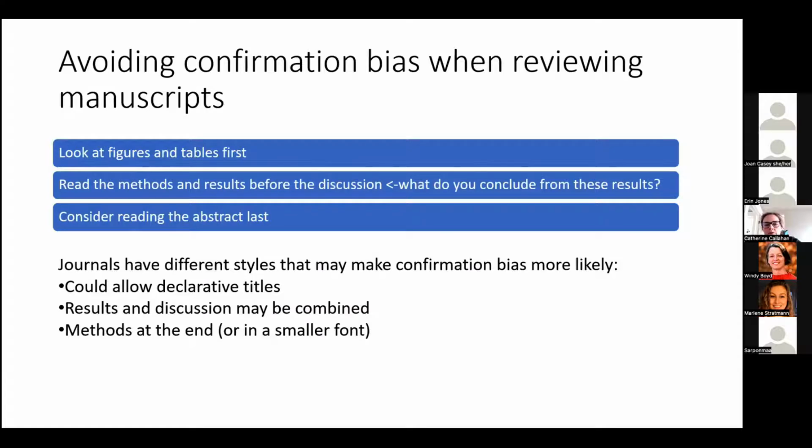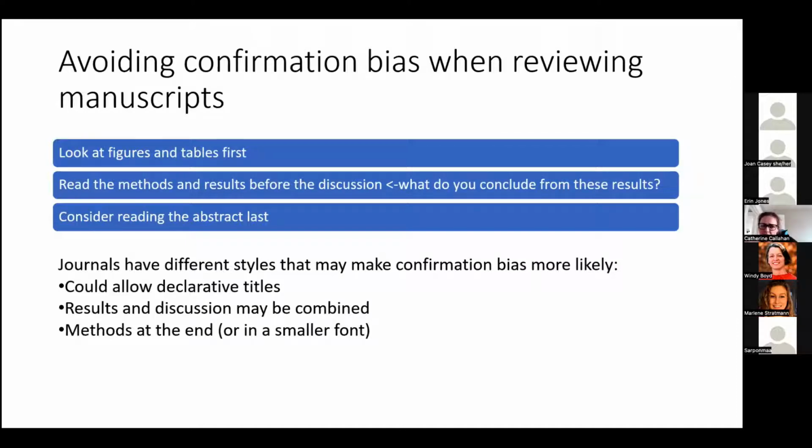So in order to avoid confirmation bias when reviewing manuscripts, the method that I try to do is to look at the figures and tables first, or read the methods and results before the discussion and think about what I would conclude from these results before thinking about how the authors are interpreting them. You should also consider reading the abstract last to avoid more confirmation bias based on what the authors select to present in the abstract.